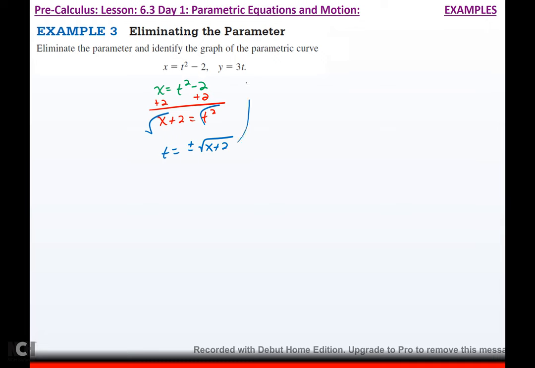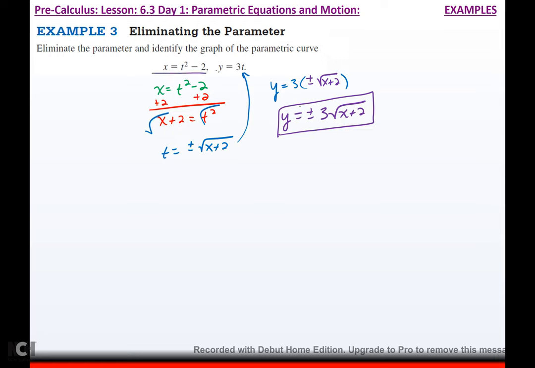So now if I substitute that in for there, I get y equals 3 times my t, which I said is plus or minus the square root of x plus 2. So y equals plus or minus 3 square roots of x plus 2. That is going to be the path that this particle follows in the x direction and the y direction.